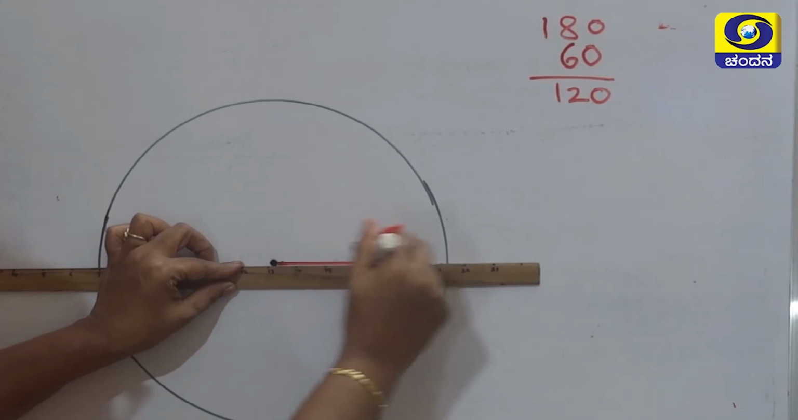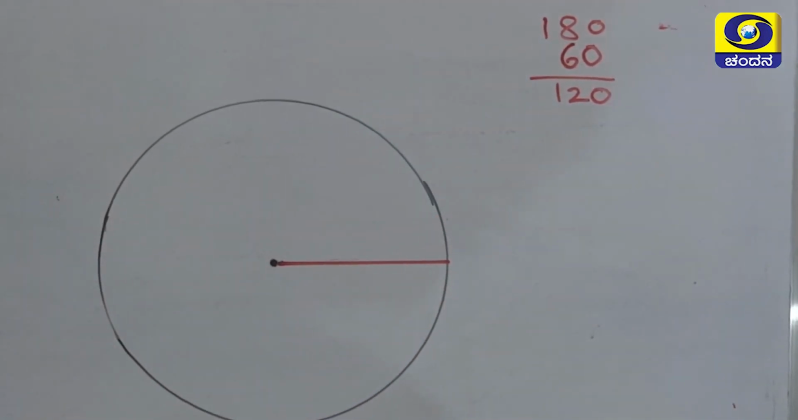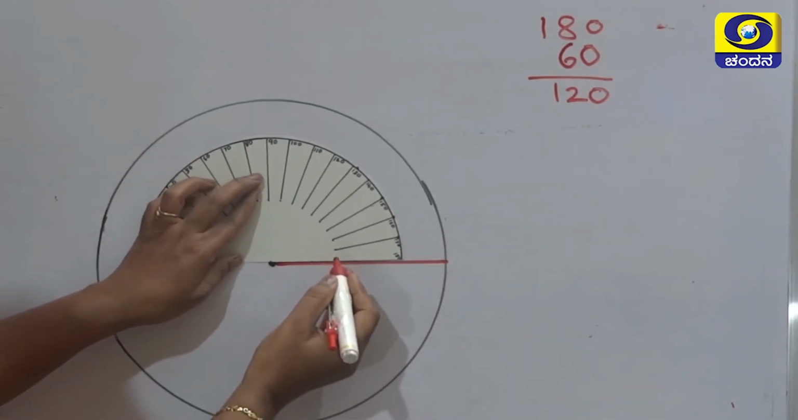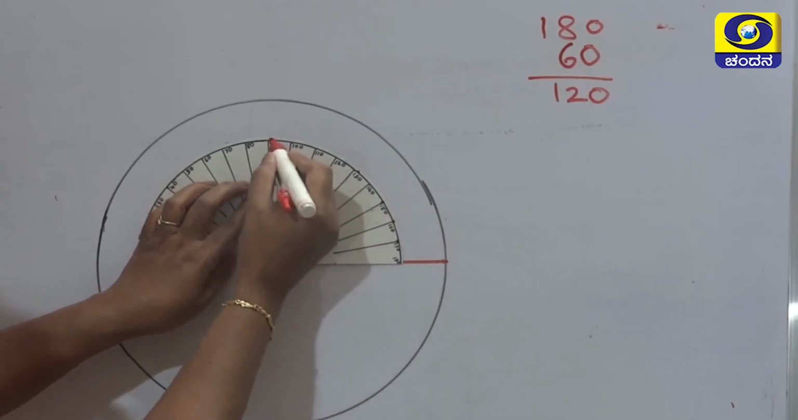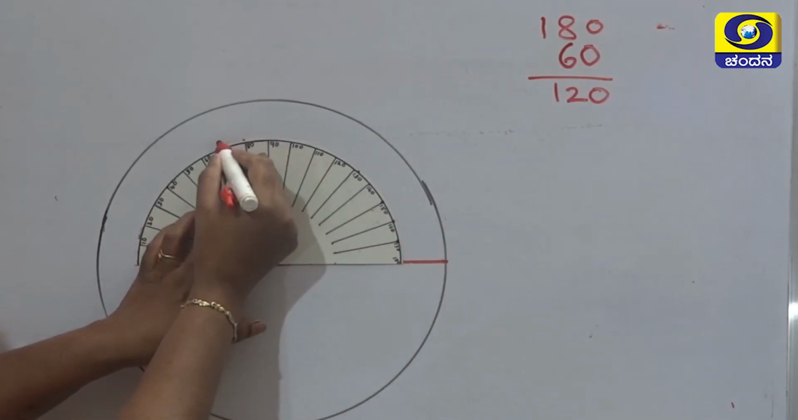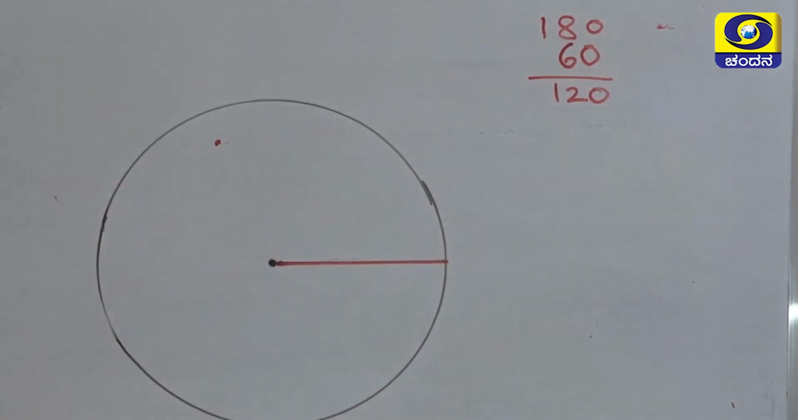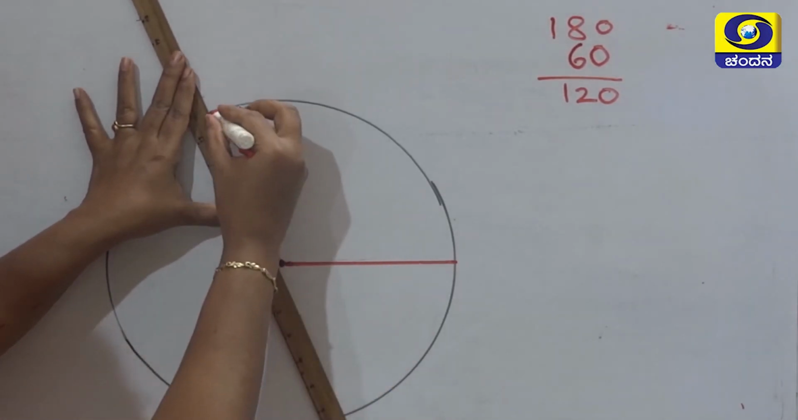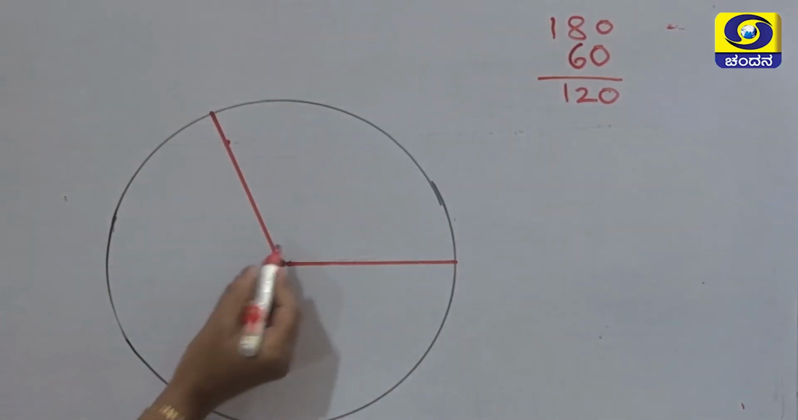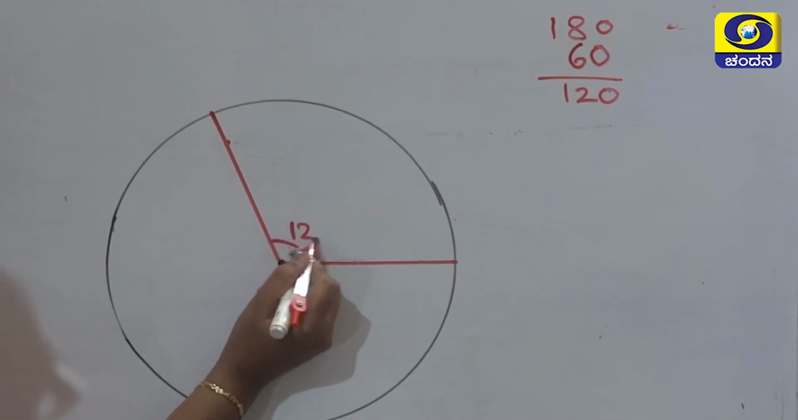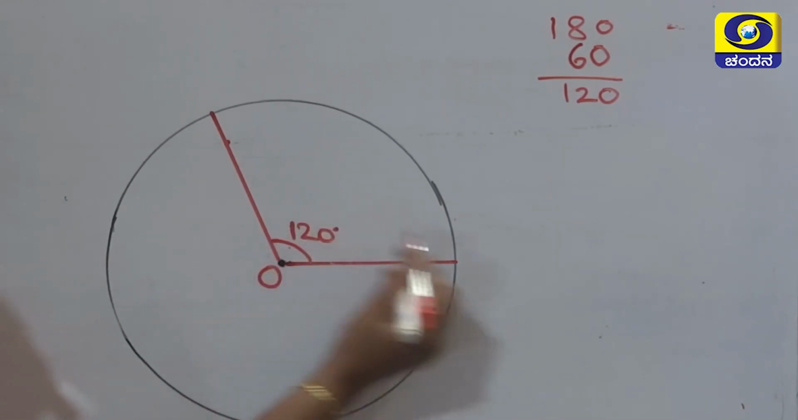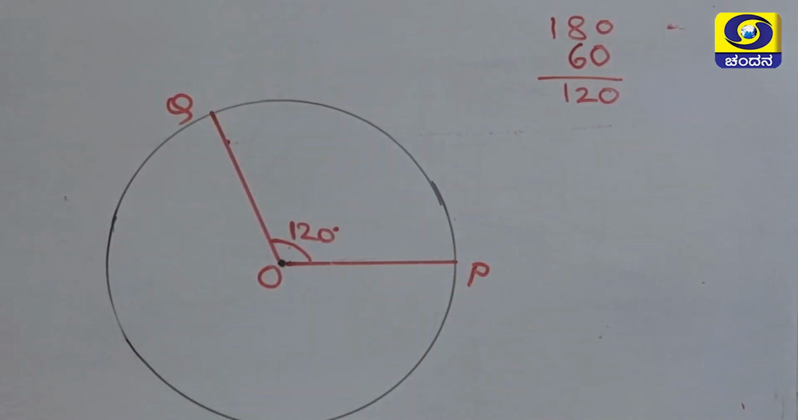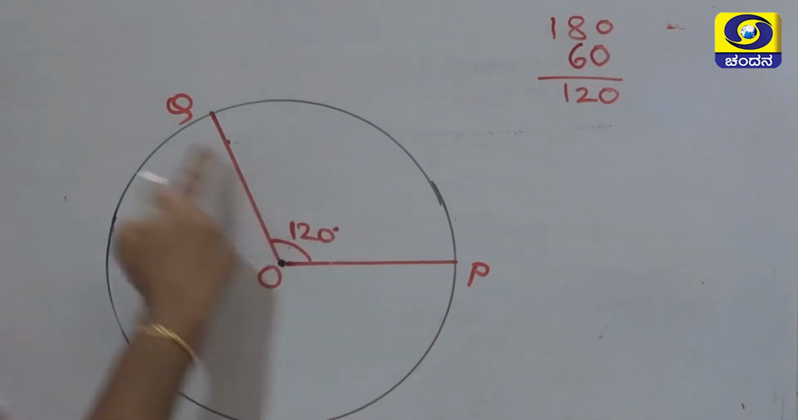Mark a radius here. Keep the protractor at center. Then here we have 90, 100, 120. I have marked 120 degrees of angle here. We have created 120 degree angle at the center. Let us call this point as P and this point as Q. Now we have to construct tangents at point P and Q.